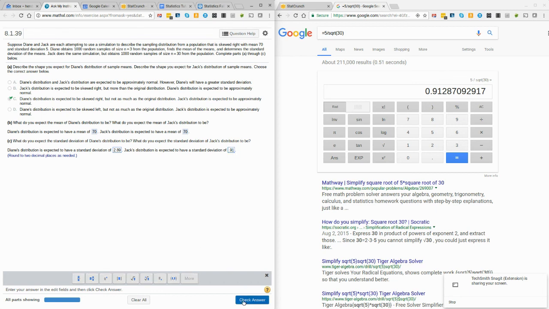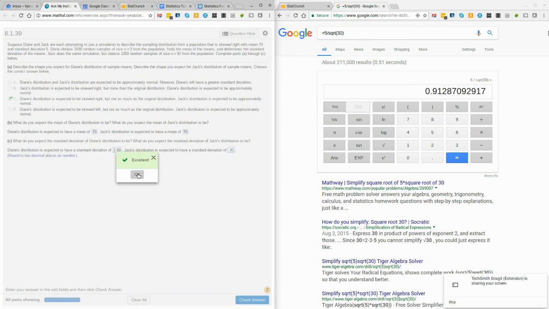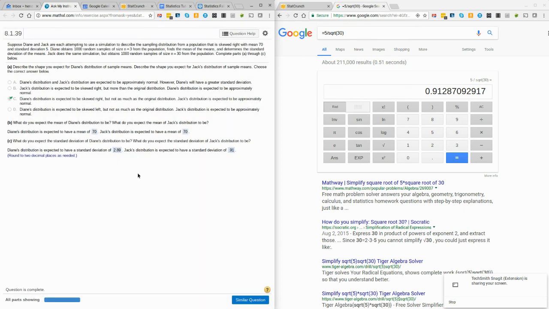Okay. So I hope that helped on that question. The sample size affects the standard deviations, but not the means of the sampling distribution.